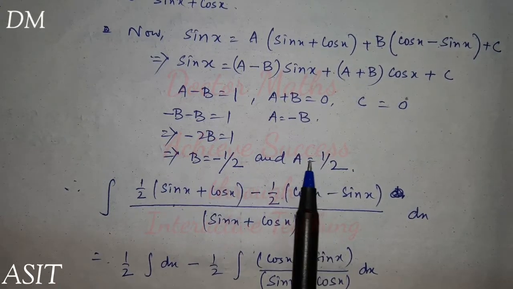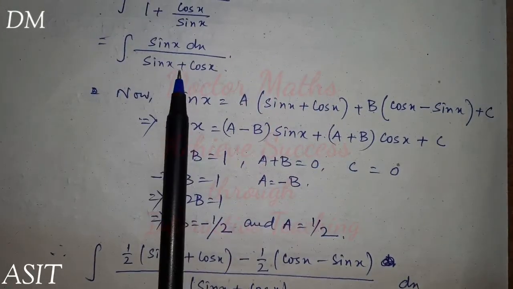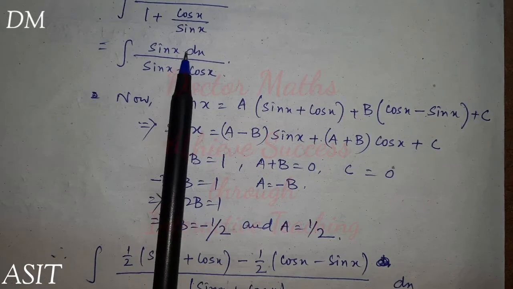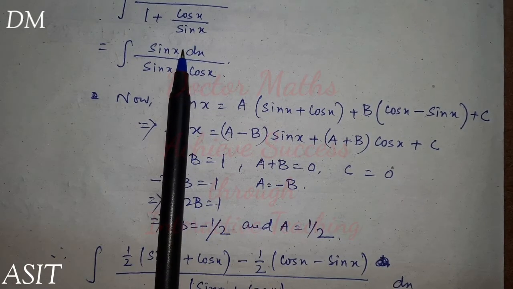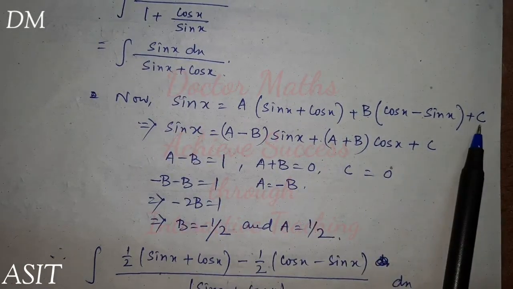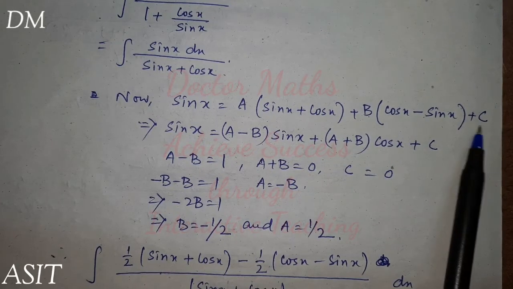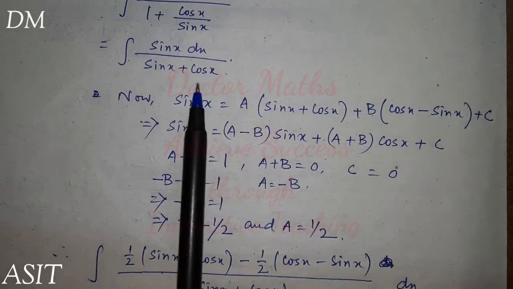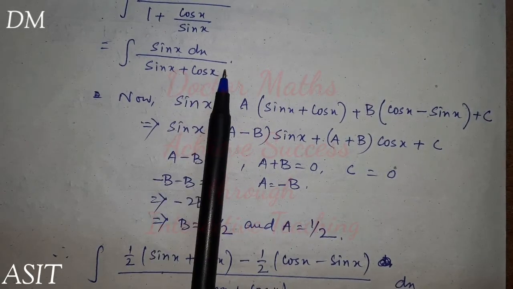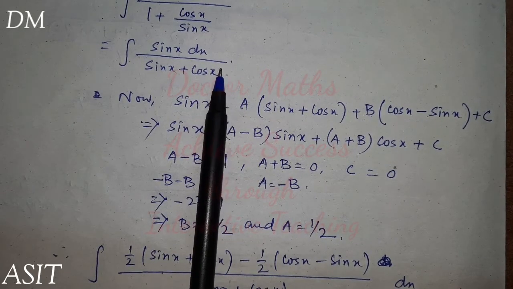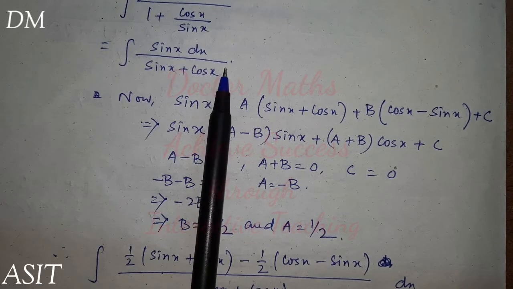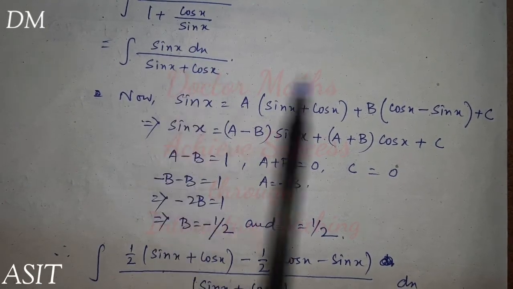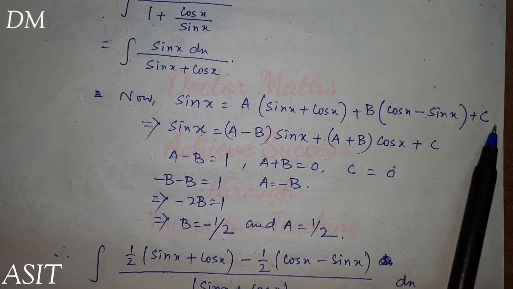Let me tell you one more thing. If you see that there is no constant in the denominator and no constant in the numerator, then you can take c directly equal to 0, meaning no need to write this c. What I told is, if there is no constant term in the denominator as well as in the numerator, then no need to take this c.